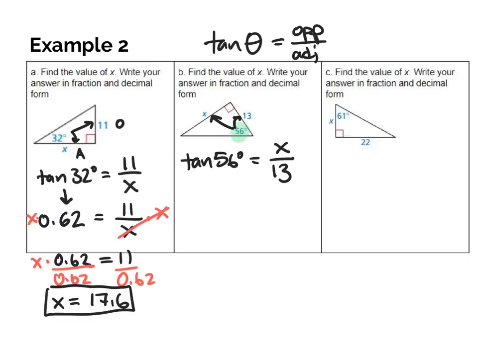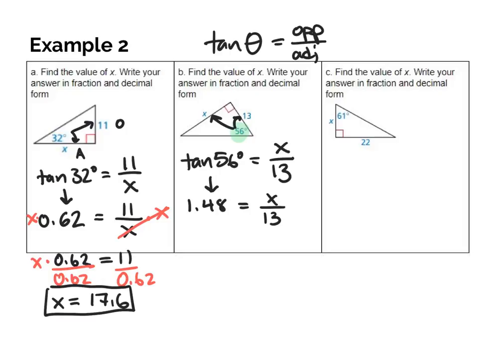So I'm going to start off by taking the tangent of 56. Again, that's going to give you a decimal. In this case, I get about 1.48. Now, 1.48 means that x is going to be 148% of 13. Because this number is bigger than 1, that tells me that x is actually going to be larger than 13 and not smaller.